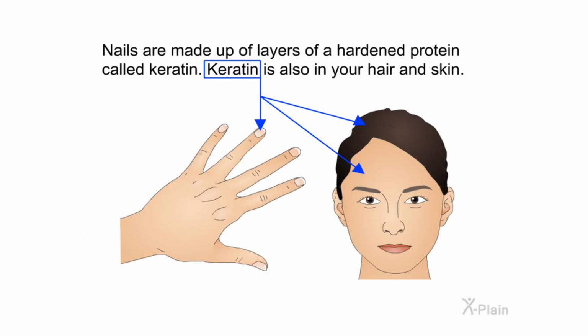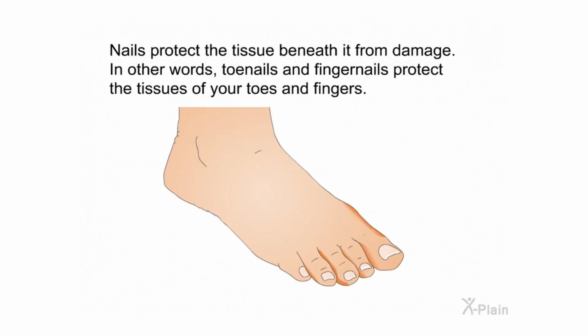Nails. Nails are made up of layers of a hardened protein called keratin. Keratin is also in your hair and skin. Nails protect the tissue beneath it from damage. In other words, toenails and fingernails protect the tissues of your toes and fingers.